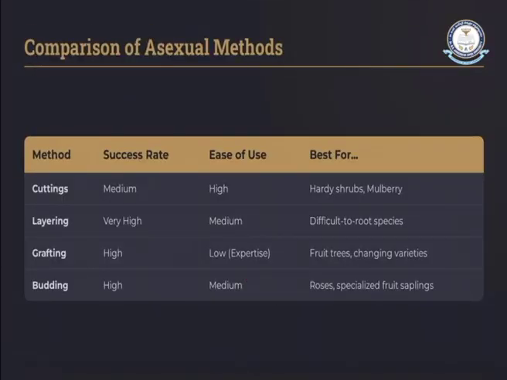That means grafting has to be done by experts, under good surveillance. It is best for fruit trees and for changing varieties. If you want to combine two different varieties in one, with two desired characters in one plant, the grafting process is very helpful. Then we see budding: the success rate of budding is very high, and the ease of use is medium. You see budding in roses and in specialized fruit saplings.